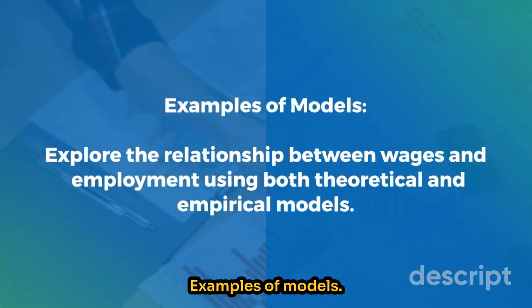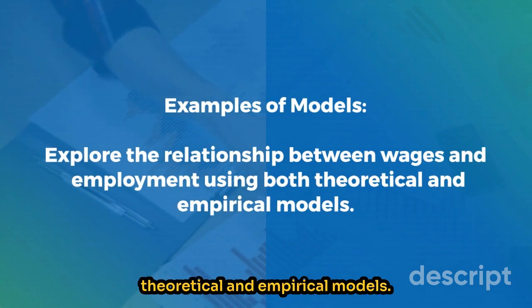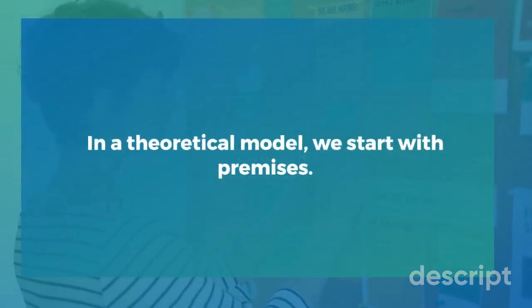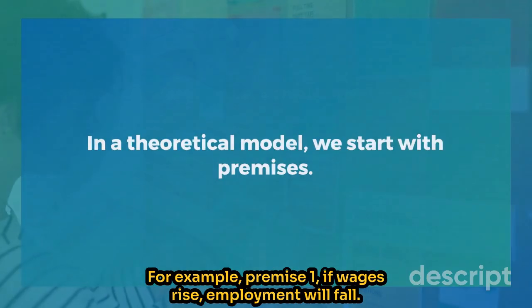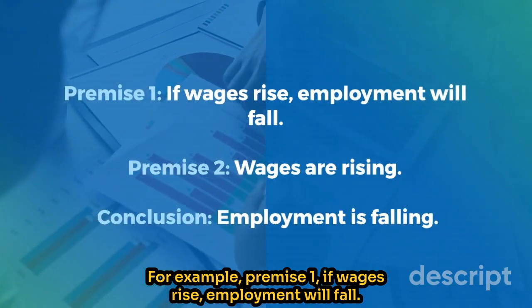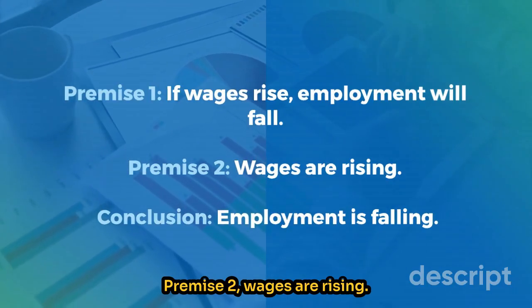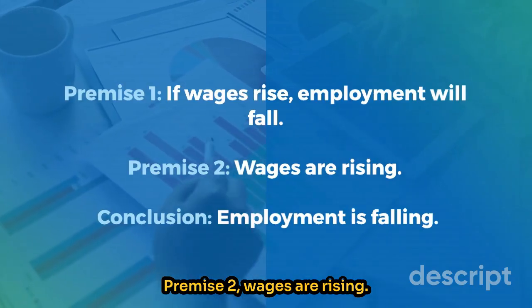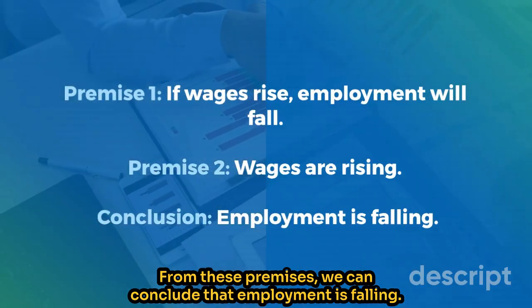Examples of models. Let's explore the relationship between wages and employment, using both theoretical and empirical models. In a theoretical model, we start with premises. For example, premise 1, if wages rise, employment will fall. Premise 2, wages are rising. From these premises, we can conclude that employment is falling.